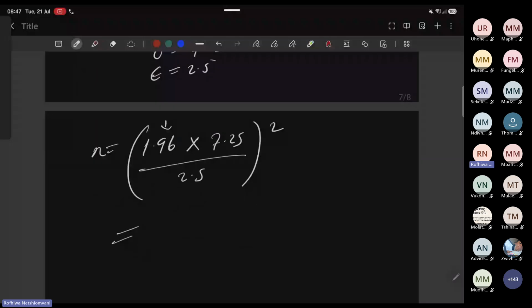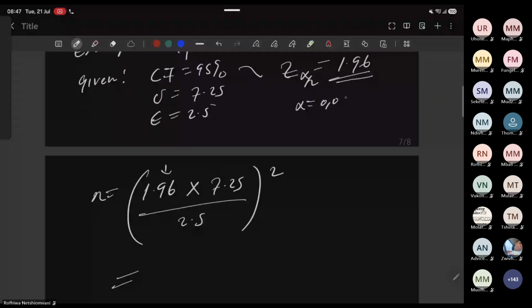You will have to find alpha first. Alpha should be 0.05, and alpha divided by 2 should be 0.025. Then Z at 0.025 should be 1.96, but you can go verify that. Any questions? Anything you didn't understand?